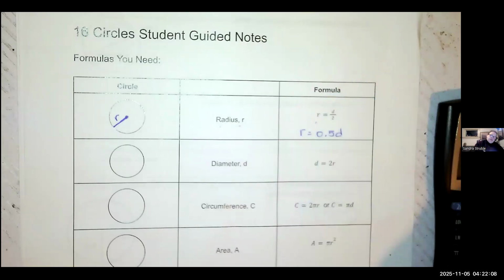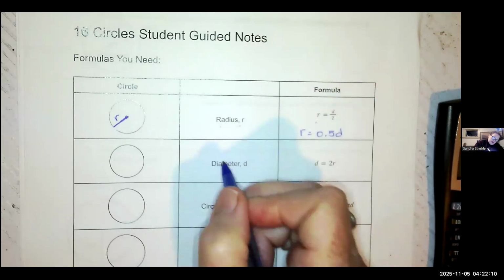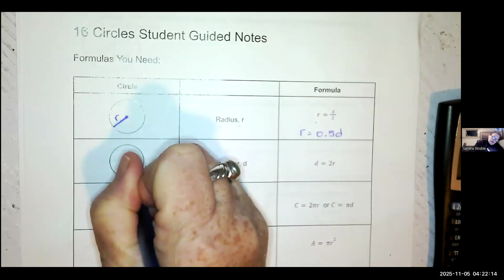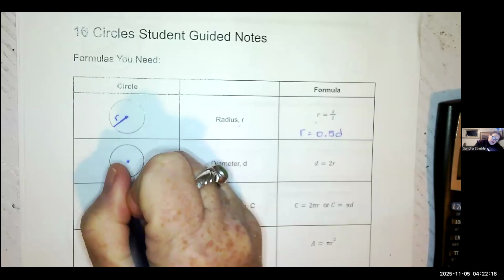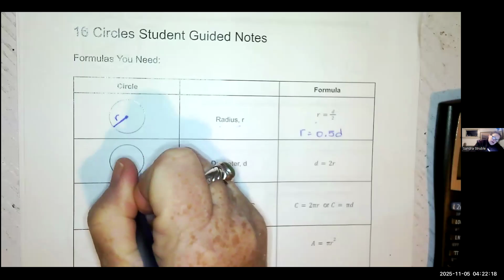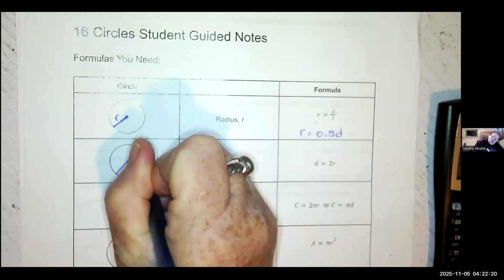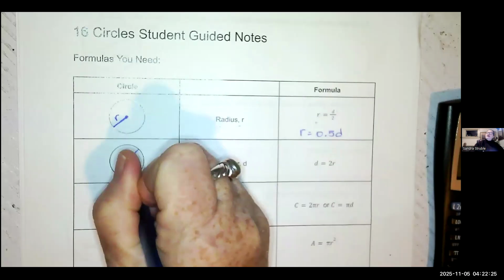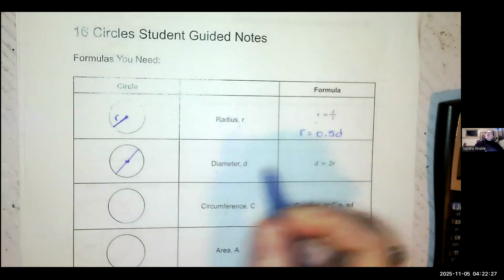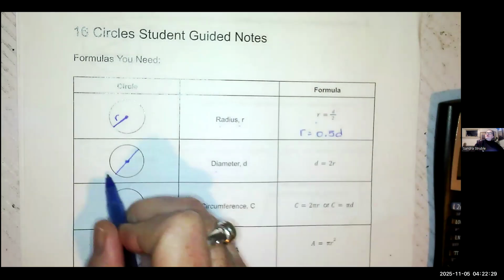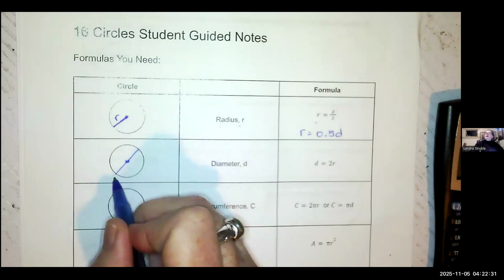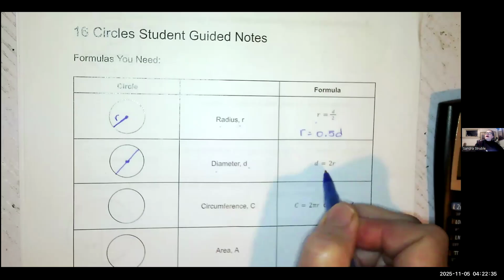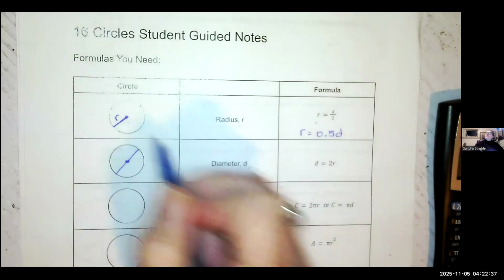The diameter, given a center point of a circle, is from one point on the circle directly through the center to another point of the circle. A straight line through the center from one point to another on the circle is called the diameter. It's the full distance across a circle, and it's noted by little d, and diameter is equal to 2 times the radius. Notice the radius is half the diameter, and the diameter is 2 of the radius.